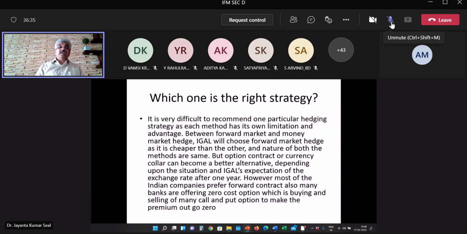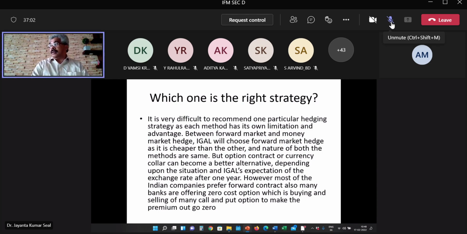Right hedging strategy, it is given. It is very difficult to recommend one particular hedging strategy as each method has its own limitations and advantages. Between forward market and money market hedge, IGL will choose forward market hedge as it is cheaper than the other and the nature of both the methods is the same. But option contract or currency collar can become a better alternative depending upon the situation and IGL's expectations of the exchange rate after 1 year.